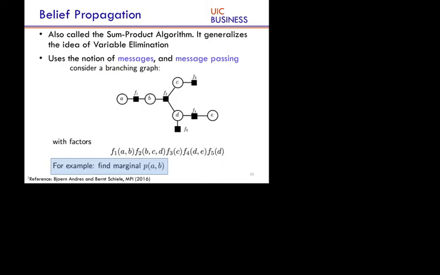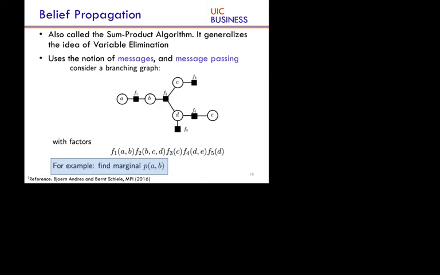So belief propagation expands on the idea of these renaming of functions that we saw, or pushing these summations inside where they actually matter, and defines the notion of messages and message passing. So consider a branching graph. A branching graph is nothing but a factor graph which doesn't have cycles.